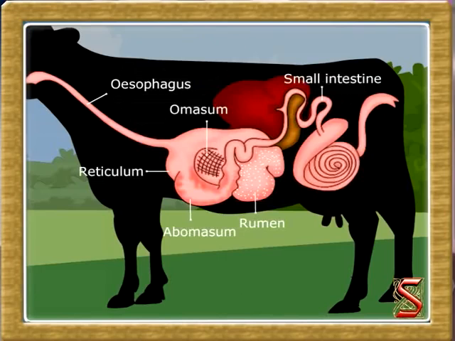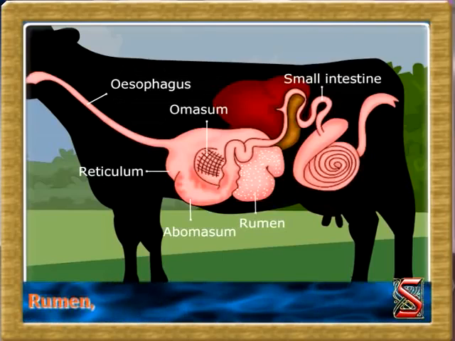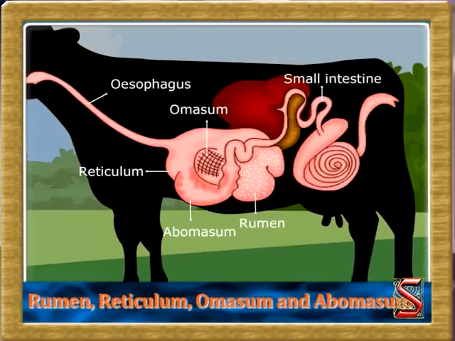Let us look at the digestive system. We find that it is different from other animals. The stomach is the organ to be watched. It is large and has 4 chambers. They are rumen, reticulum, omasum and abomasum.